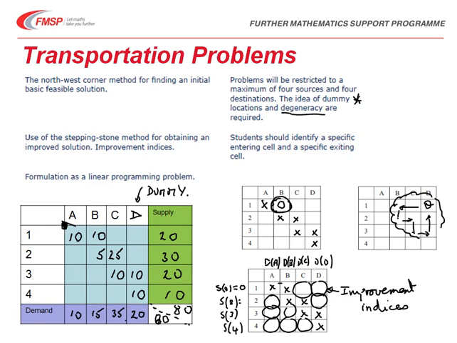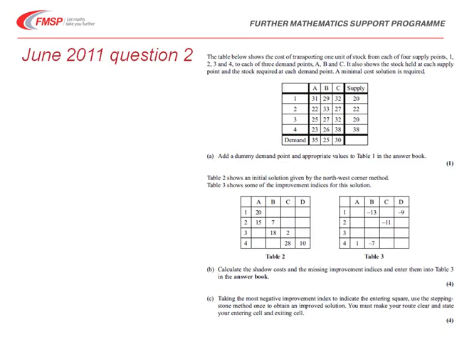Now that's the general method, and of course it will become much clearer when we look at a specific example, which I'm going to do now. Okay, here's a question from June 2011. The table shows the cost of transporting 1 unit of stock from each of the 4 supply points to each of the 3 demand points. It also shows the stock held at each supply point and the stock required at the demand point. So just as the table I've been talking about. And we're looking to try and find a minimal cost solution to this problem.